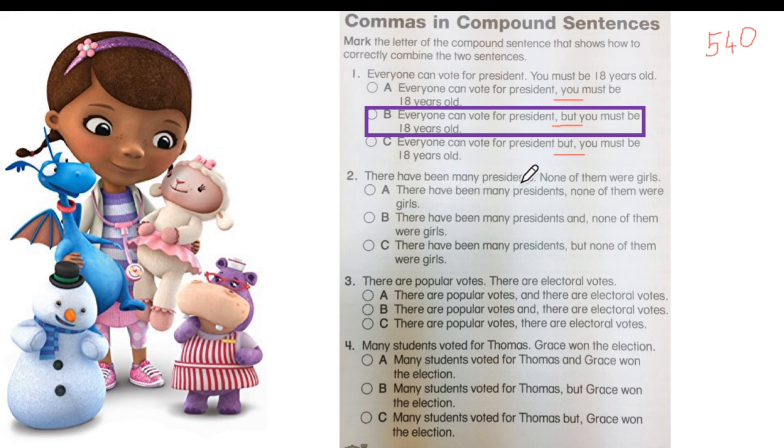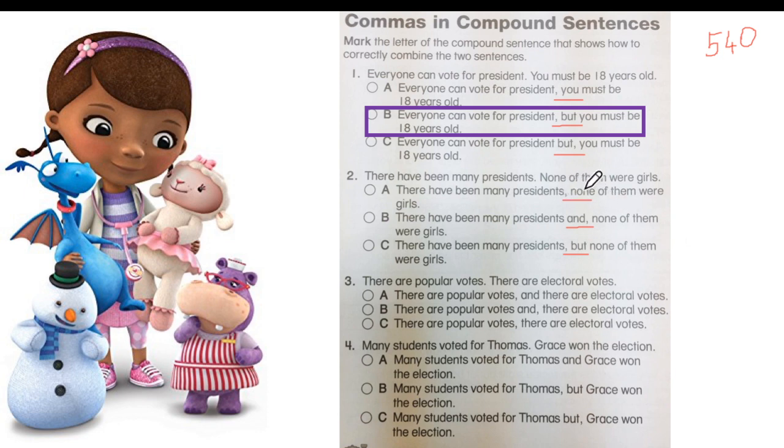There have been many presidents, none of them were girls. B, there have been many presidents and, none of them were girls. There have been many presidents, but none of them were girls. Which one is using the comma correctly?